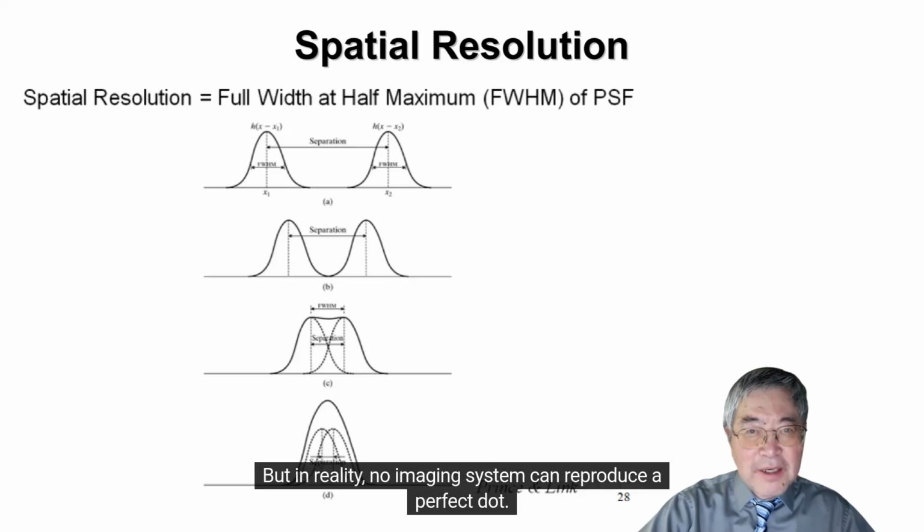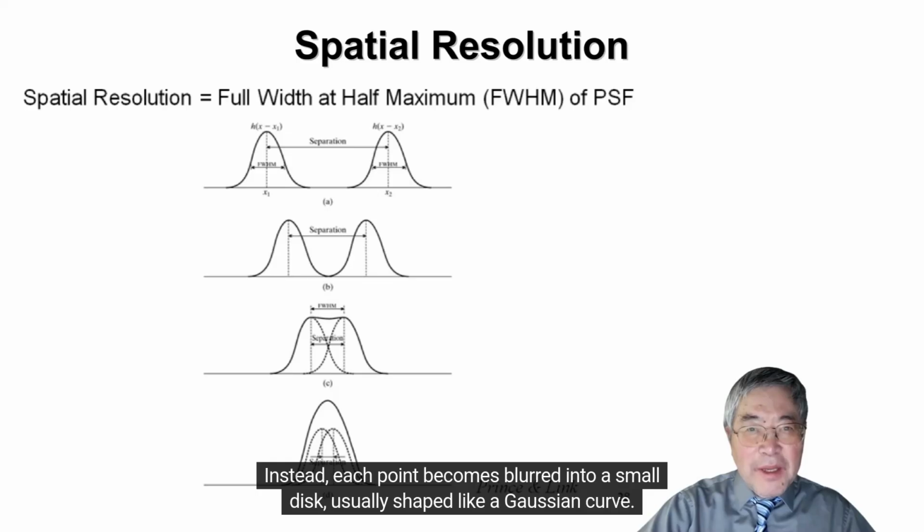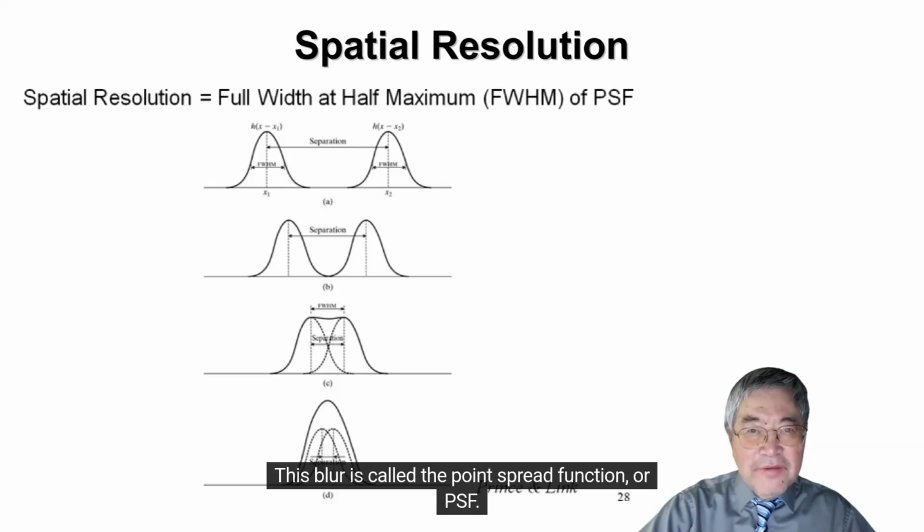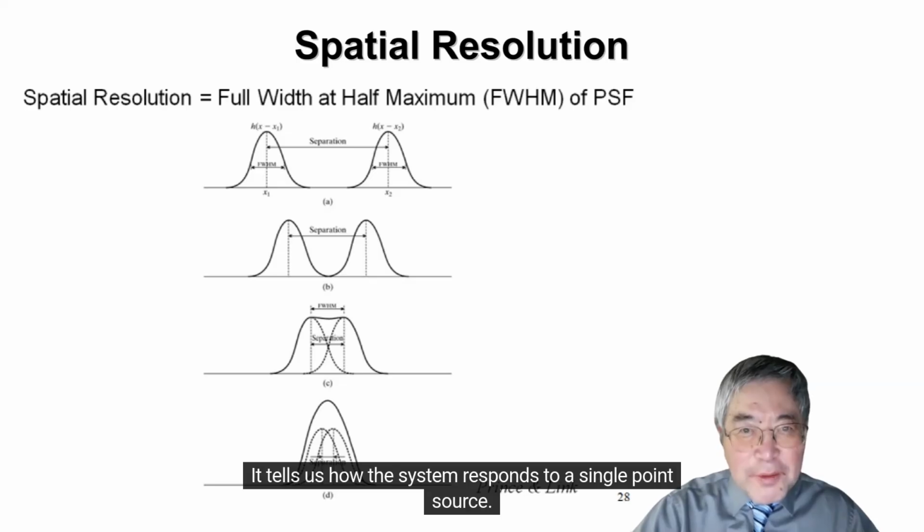But in reality, no imaging system can reproduce a perfect dot. Instead, each point becomes blurred into a small disk, usually shaped like a Gaussian curve. This blur is called the point spread function, or PSF. It tells us how the system responds to a single point source.